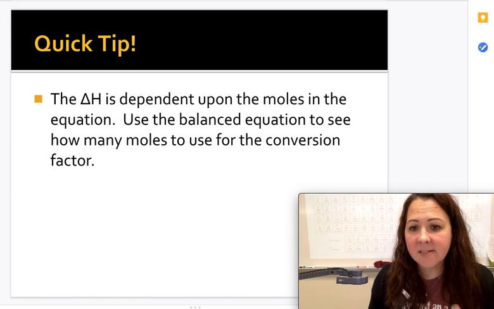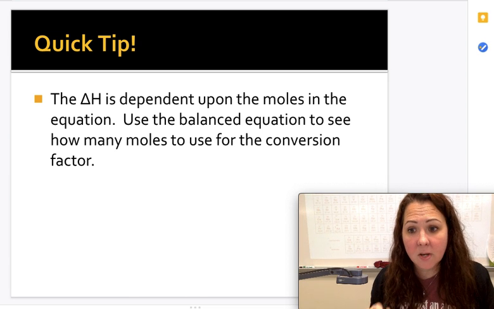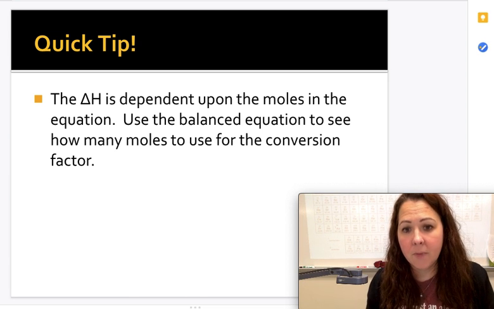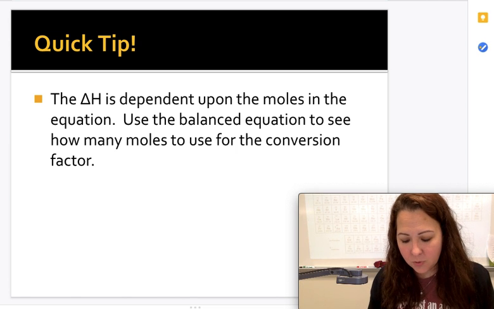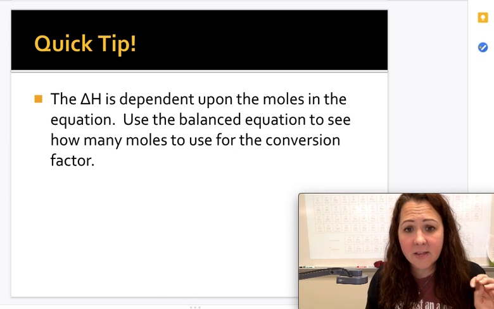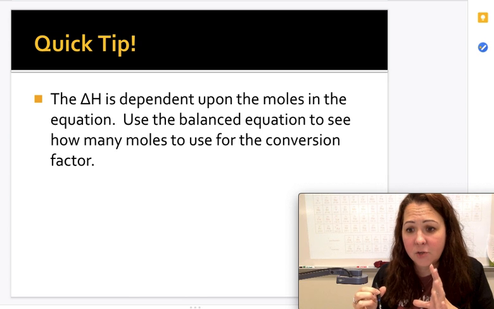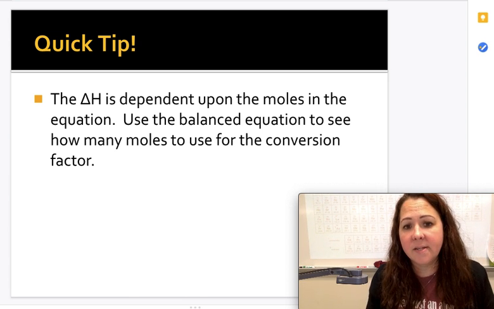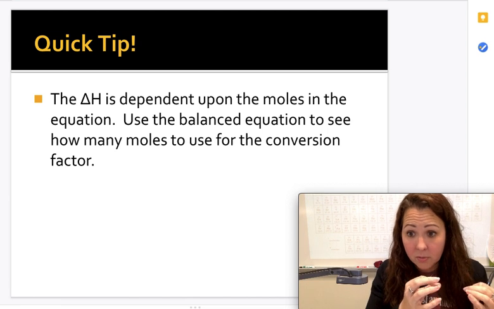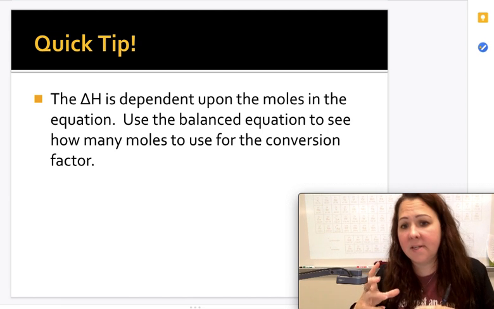You're going to use your delta H value, and the delta H value is dependent upon the moles of the chemical reaction overall. So we have to balance the reaction, and then once we balance the reaction, whatever coefficients are out front, that is equal to the delta H value. So if you have 3 moles reacting of your reactant, that 3 moles is for your overall delta H value.